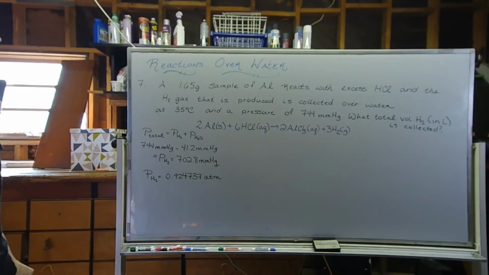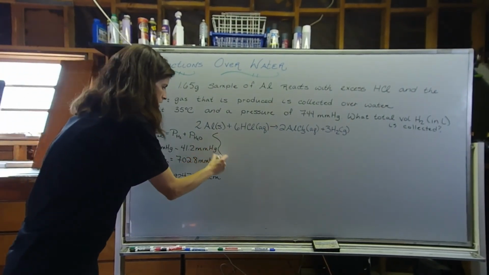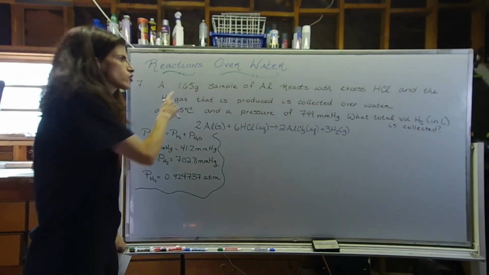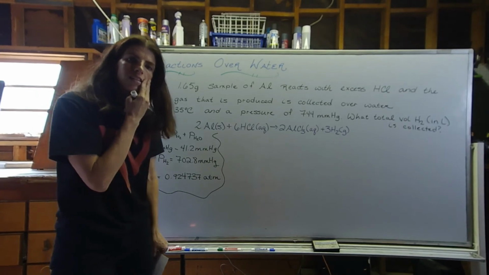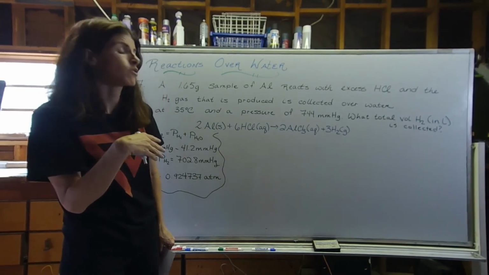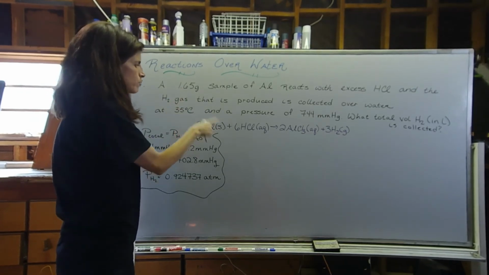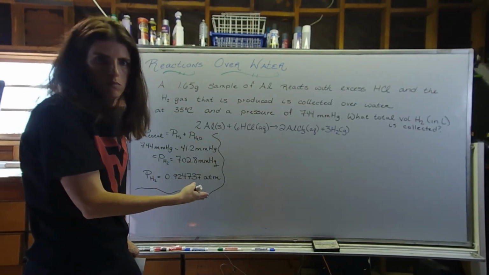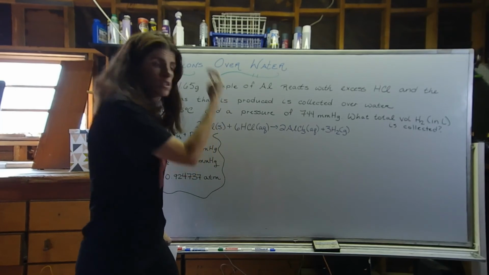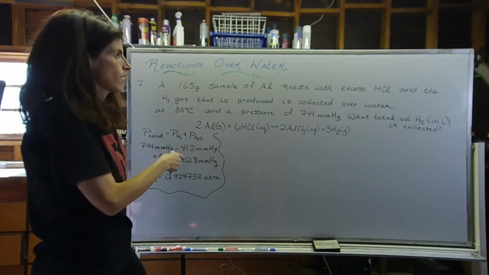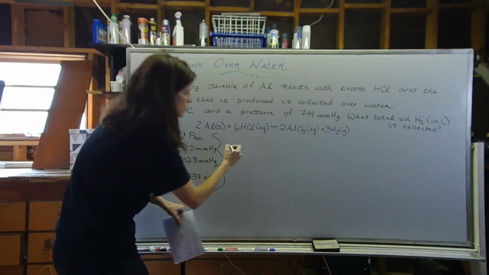Alright, what else did they give us? What else can we say? Put that to the side for a second. So it's interesting. In this problem, they give us the mass of the solid. It's almost like a reverse of the previous one. So I know that if I know the grams of aluminum, I can go to moles of aluminum. And using the coefficients of the balanced equation, which they gave us, I can get moles of hydrogen gas. So let me go ahead and do that.